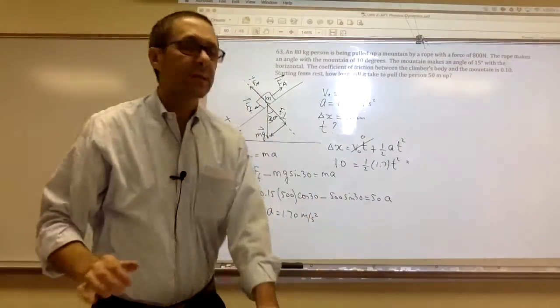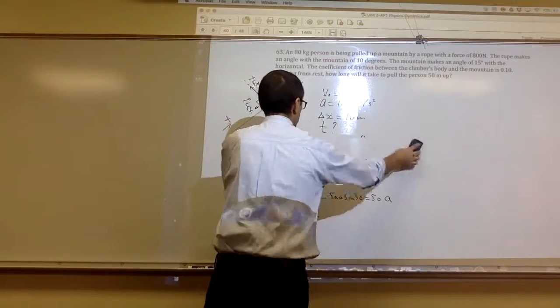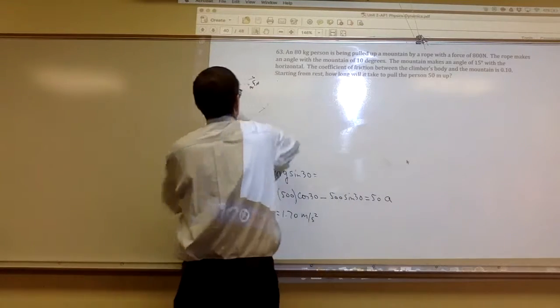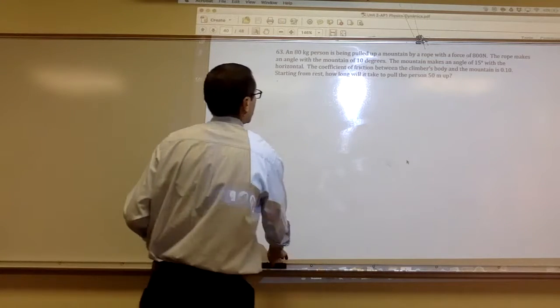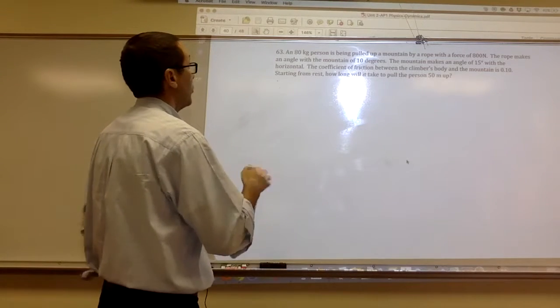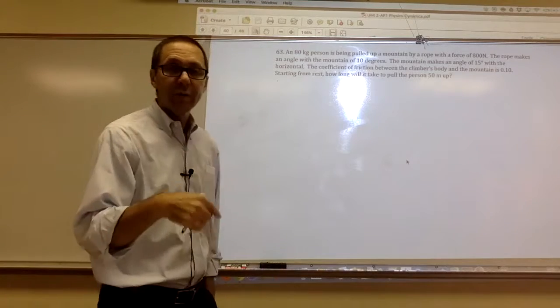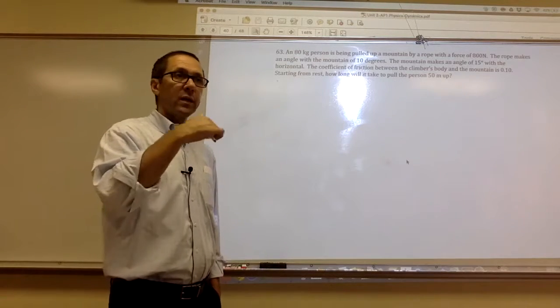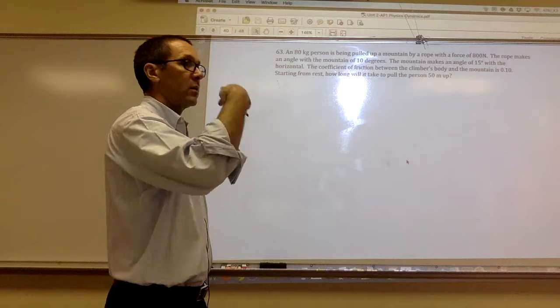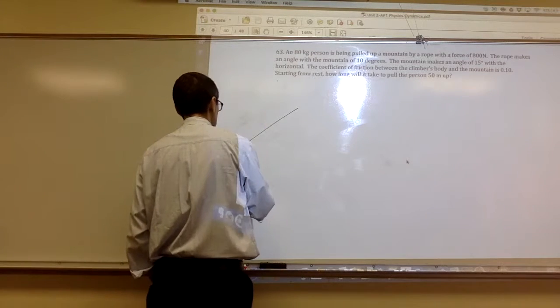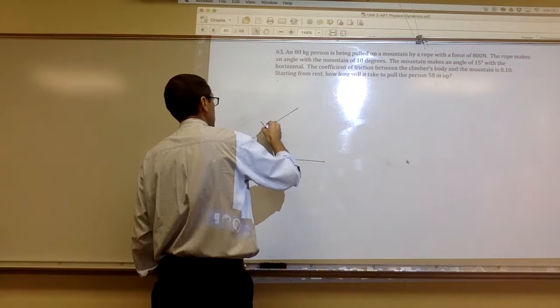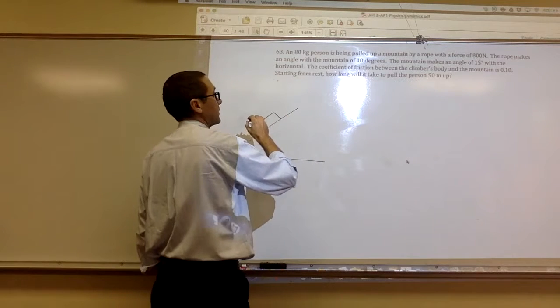All right, we're looking at 63. Now 63 is a little different because now you're pulling up the ramp, but you're not pulling parallel to the ramp. You're pulling up the ramp at an angle with the ramp. So let's see what that looks like here.